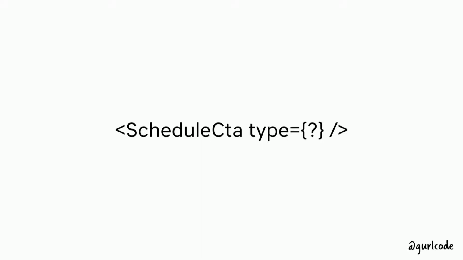Our ideal API is one prop, the type. That's the entire job of this component. I give it a type, and it gives me back the appropriate CTA. And this is a significant change for this component. And I don't mean in terms of how many props are passed in. We've actually made a fundamental change in the structure of this component because we pulled the logic out of it.